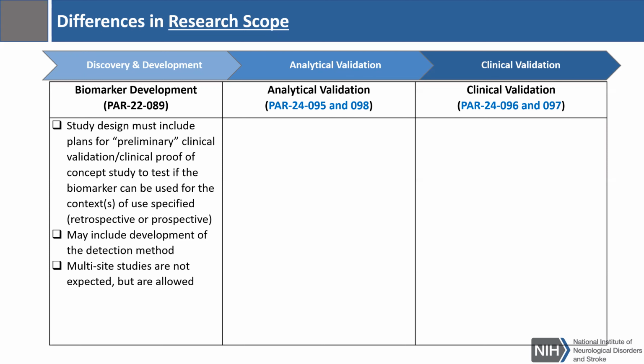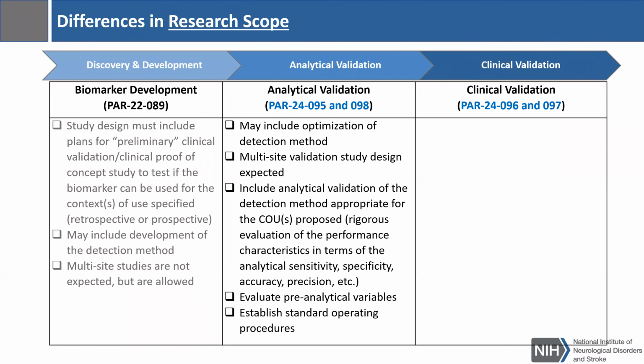proof of concept study. In analytical validation, you can include optimization of the detection method, multi-site validation to see inter-site or inter-individual variability is expected but not required, although you do need to justify why if it's not multi-site. And then include the analytical validation of the methods, rigorous evaluation of the performance characteristics, any pre-analytical variables that might be confounding your interpretation, and establishing the standard operating procedures that would be ready to be implemented in a full-scale clinical validation effort.